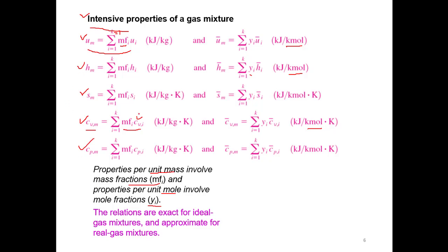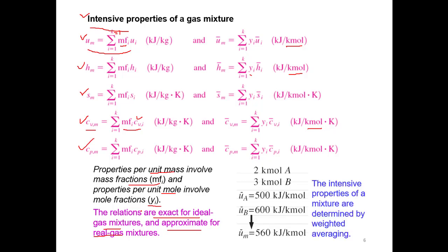Now these relations that are discussed for the extensive property and intensive property are exact for the ideal gas mixture. However, they are approximate for the real gas mixture. So that means we can blindly apply them for ideal gases. They will give you a very accurate result. But for the real gas mixture, they will give you an approximate result, right?